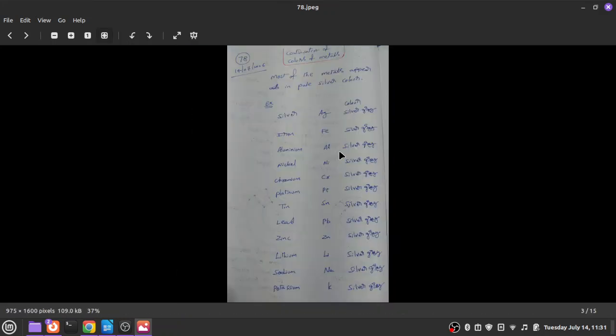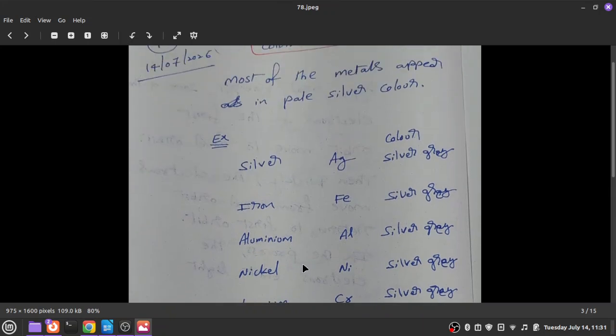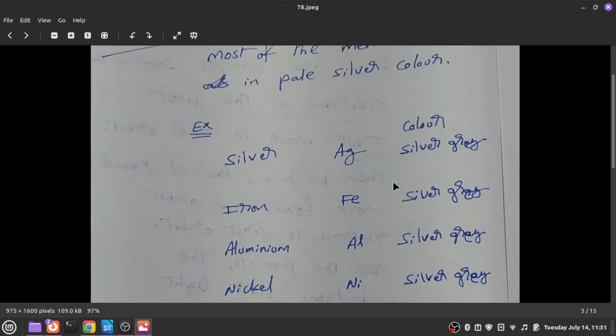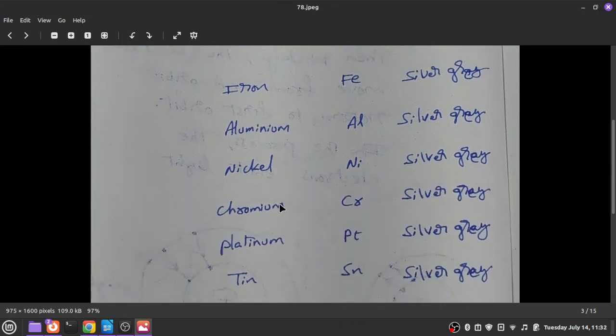Now we come to the next question. What are the metals that appear as silver gray? There are more than 50 metals that appear as silver gray. For example, iron, silver, aluminum, nickel, pure metals. Remember that when they are not combined with oxygen and are in pure form, they appear as silver gray.